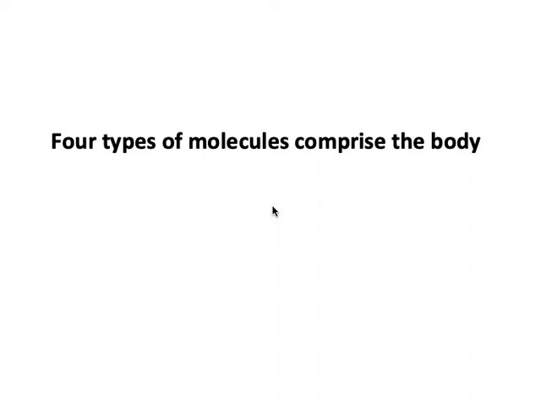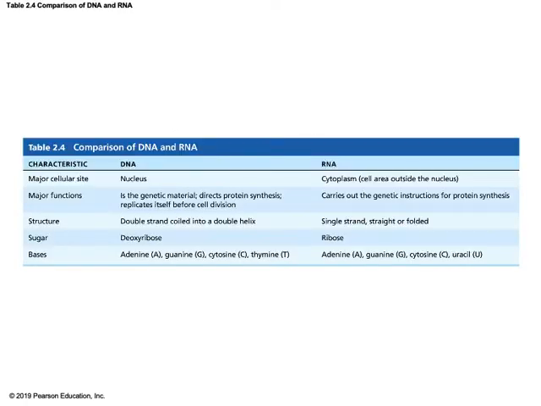We've discussed 3 different types of molecules that comprise the body: carbohydrates, lipids, and proteins, and now we'll discuss the last of them, the nucleic acids, better known as DNA and RNA. We'll start with this little table here, just kind of showing the difference and similarity between DNA and RNA.